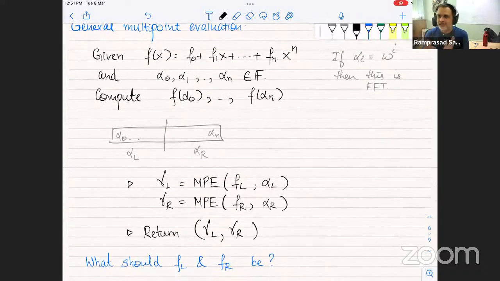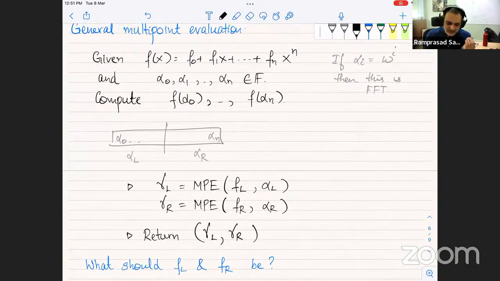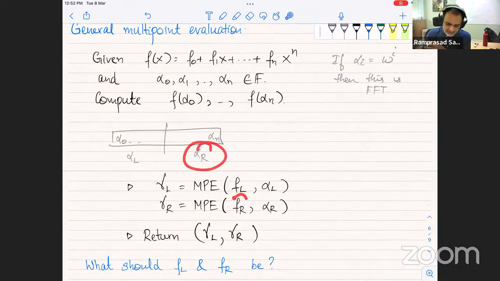And what I want to know is what should FL and FR be? If I want this algorithm to succeed, what would I want FL and FR to be? Okay, so let's ask ourselves the following. What are some constraints that you think FL should satisfy and FR should satisfy? So the first index in gamma L is supposed to be the evaluation of FL at alpha naught, because that's what the multipoint evaluation will return. I am somehow saying that is also the evaluation of F at alpha naught. Which means what I would like is that F's evaluation on the left half agrees with FL's evaluation on the left half. And similarly, F's evaluation on the right half agrees with FR's evaluation on the right half.